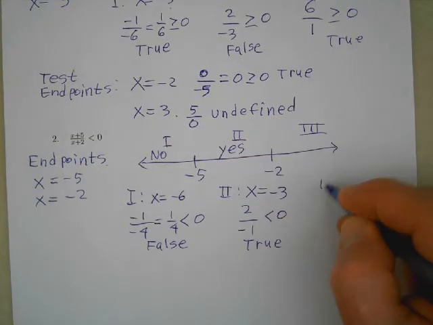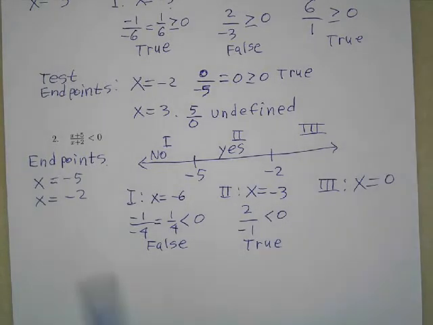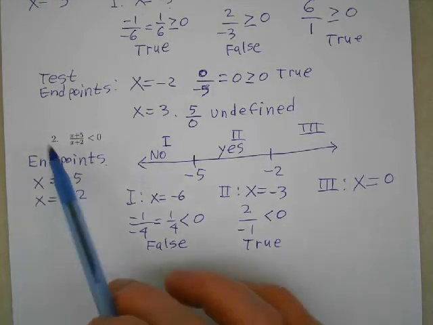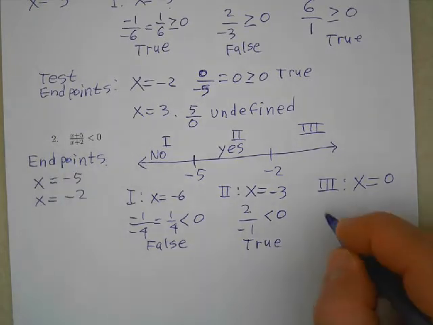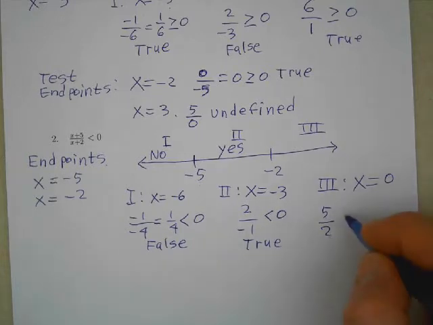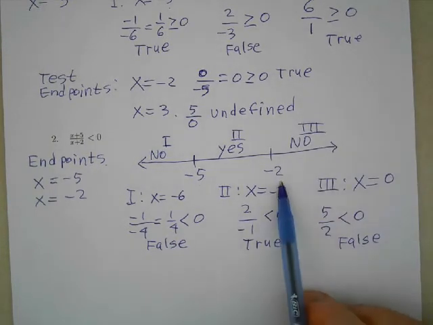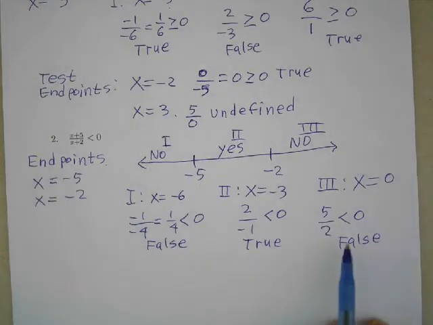And then in the third interval on the right, I'll pick x to be 0. In the inequality, replace every x with 0. In the numerator, 0 plus 5 is 5. In the denominator, 0 plus 2 is 2. A positive number less than 0 is false. So none of the numbers in the interval from -2 to infinity are solutions.